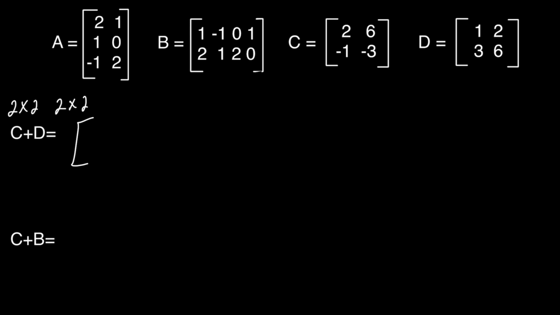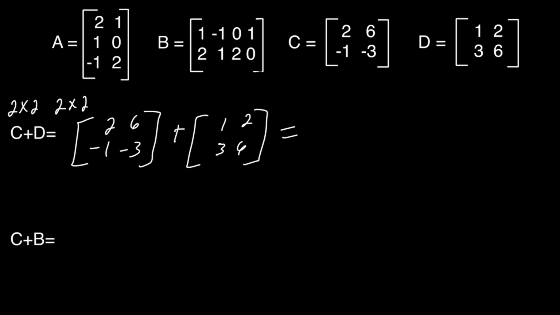C: 2, 6, -1, -3. Plus D: 1, 2, 3, and 6. Now, adding matrices is pretty intuitive. We just line up the numbers and go ahead and add them. So what's 2 plus 1? That's going to be 3. 6 plus 2, 8. -1 plus 3 is going to be 2. -3 plus 6 is going to be 3. And that right there is our answer to C plus D. We give a matrix, and that is the answer.